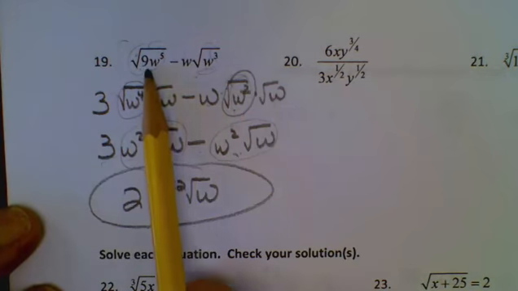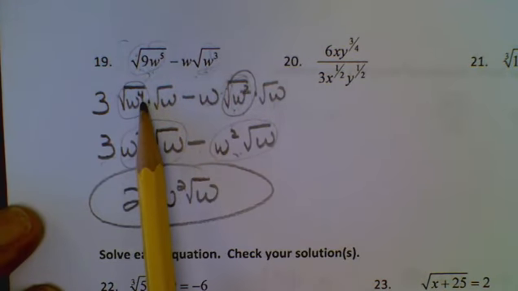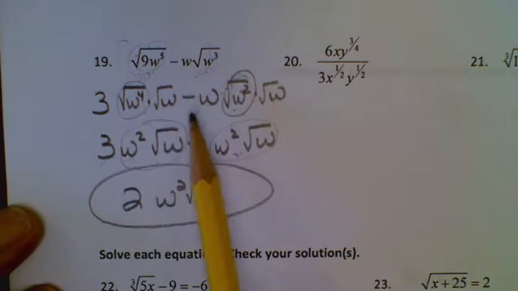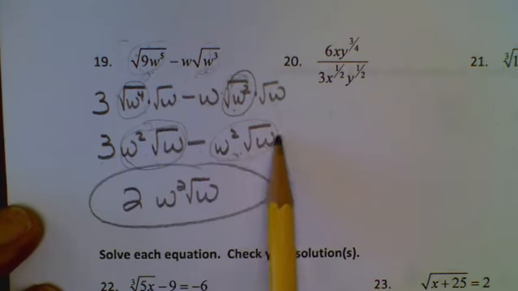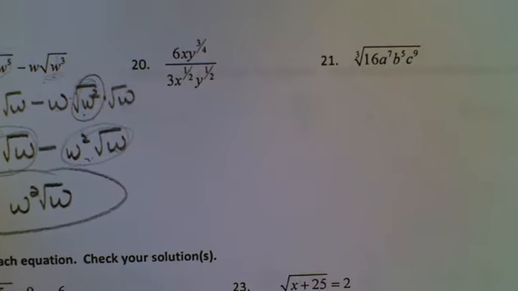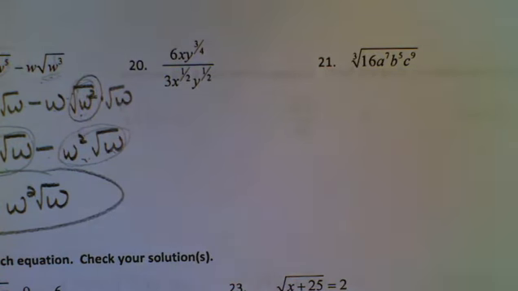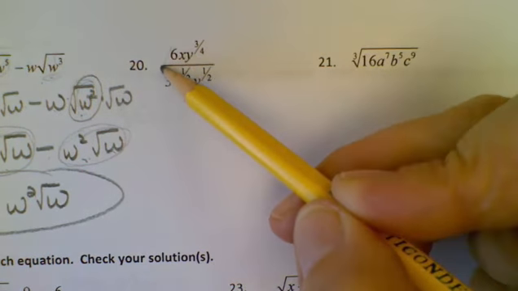Okay, so they weren't like terms as is. We had to simplify by breaking them up into perfect squares. Once you get to this point, if these are exactly the same, now I can add them together or subtract them. All right, number 20 goes back to some fractional exponents, and again, before you get started, I would simplify.